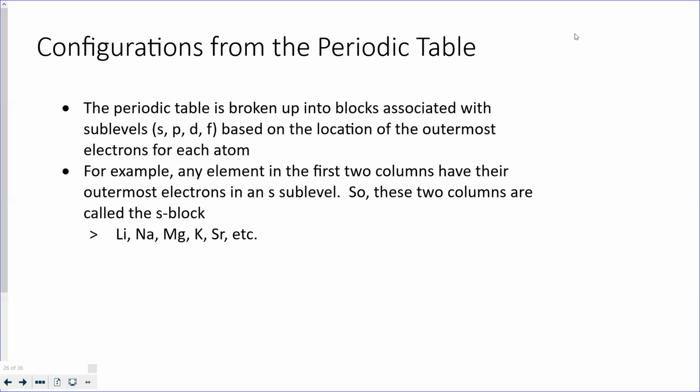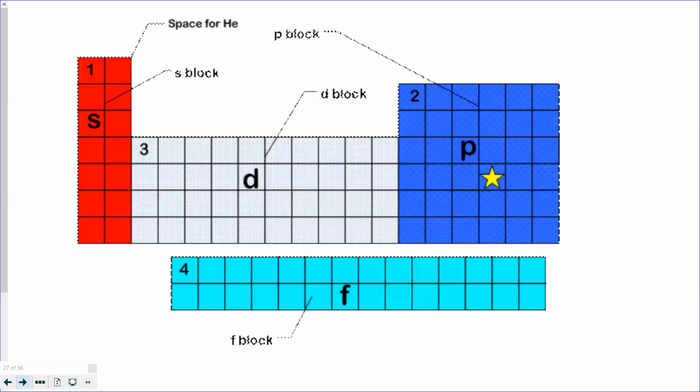So for example, the first 2 columns on our periodic table, the alkali metals and alkaline earth metals, their outermost electrons are going to be in an S sublevel. So those 2 columns we refer to as our S block. And here's how the periodic table is going to be split up. Those first 2 columns are S block. We move helium over to be included in the S block of that first row.